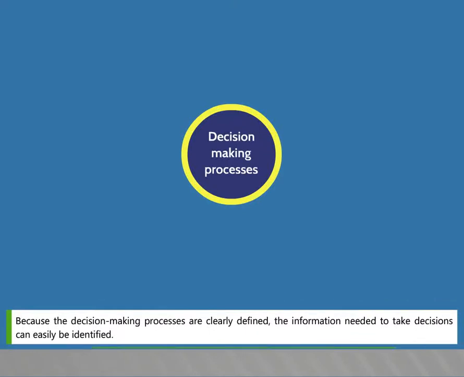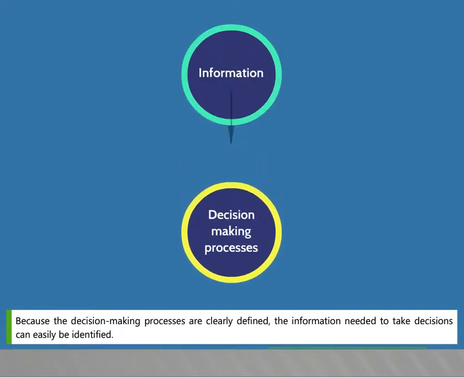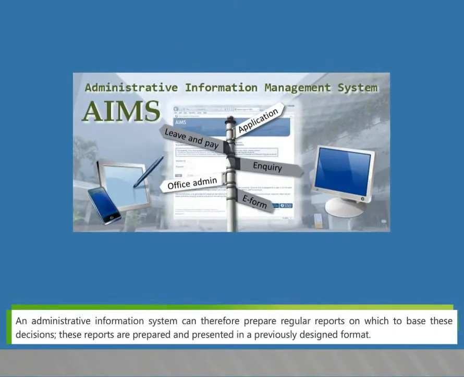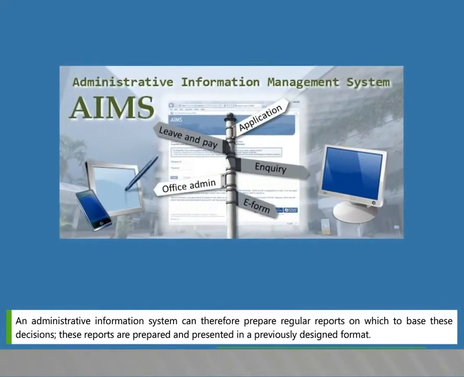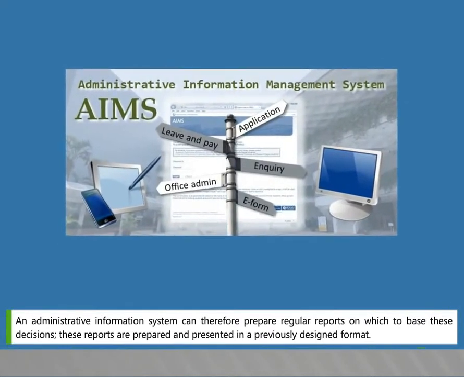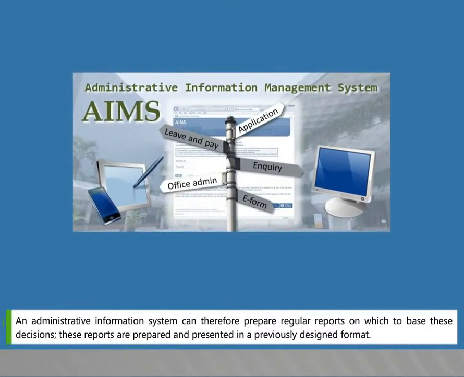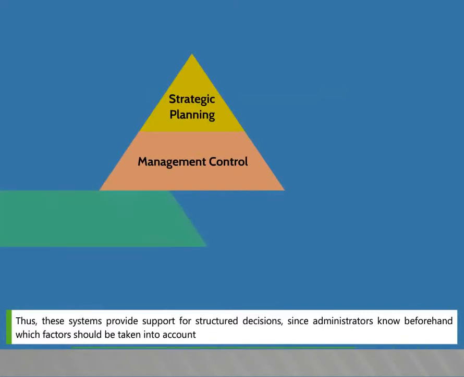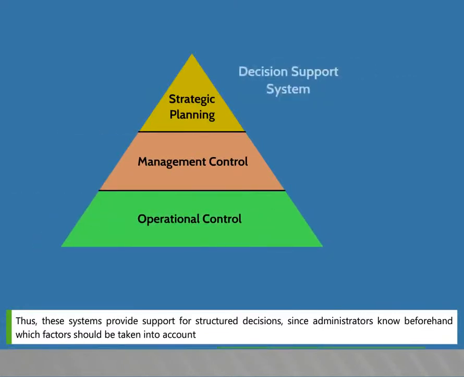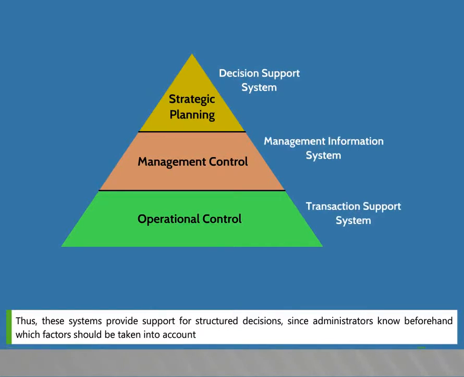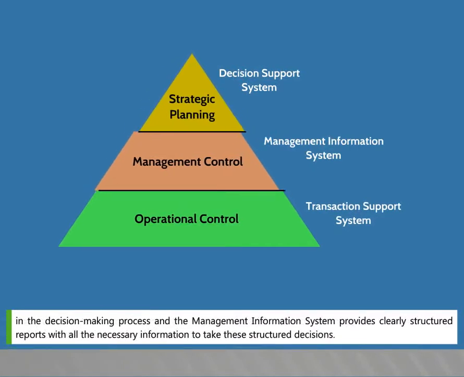Because the decision-making processes are clearly defined, the information needed to take decisions can easily be identified. An administrative information system can therefore prepare regular reports on which to base these decisions. These reports are prepared and presented in a previously designed format. Thus, these systems provide support for structured decisions, since administrators know beforehand which factors should be taken into account in the decision-making process, and the management information system provides clearly structured reports with all the necessary information to take these structured decisions.